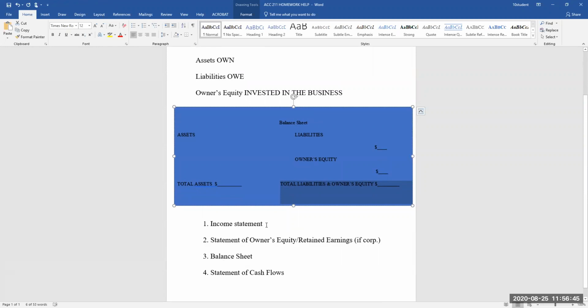The income statement has to be completed first because you need your net income or net loss to go on the statement of owner's equity. Or if you're in a corporation, it will be called the statement of retained earnings. And then you'll need that equity amount to go onto your balance sheet. And finally, you'll do your statement of cash flows, which at the end should equal your cash account.